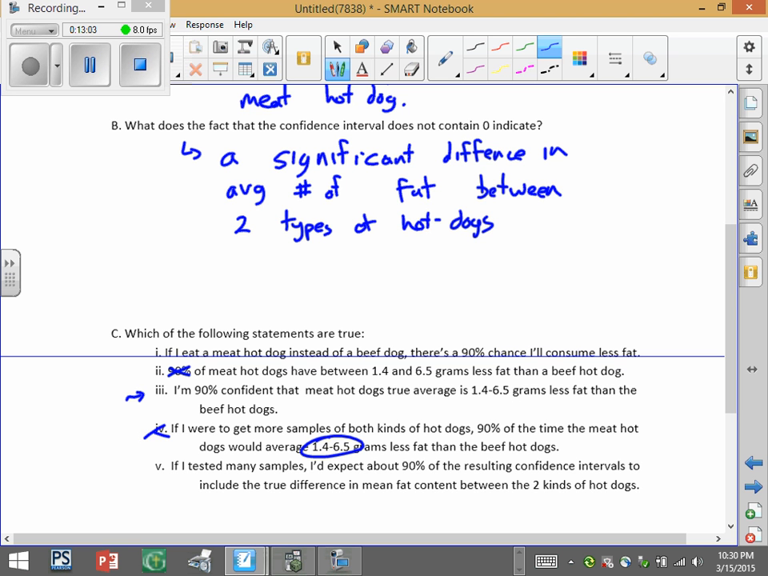And then if I test as many samples, I'd expect about 90% of the confidence intervals to include the true difference. This is a true statement. 5 is a true statement because 90% of the time, the intervals are going to change, but 90% of them will contain the true difference. So it looks like 3 and 5 are the two that are actually legit.